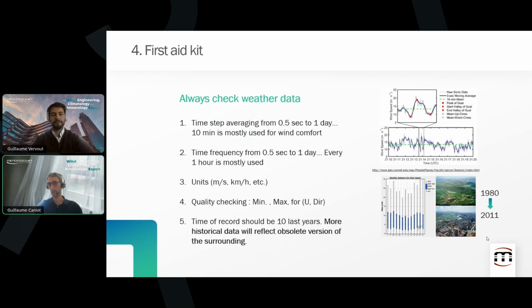I have here capture on the right, bottom right image. You see the progression of urbanization from the 90s to 2011. You see how the urbanization will grow. So imagine that the roughness will be different and the wind speed will be affected. That's why you should take the last 10 years.